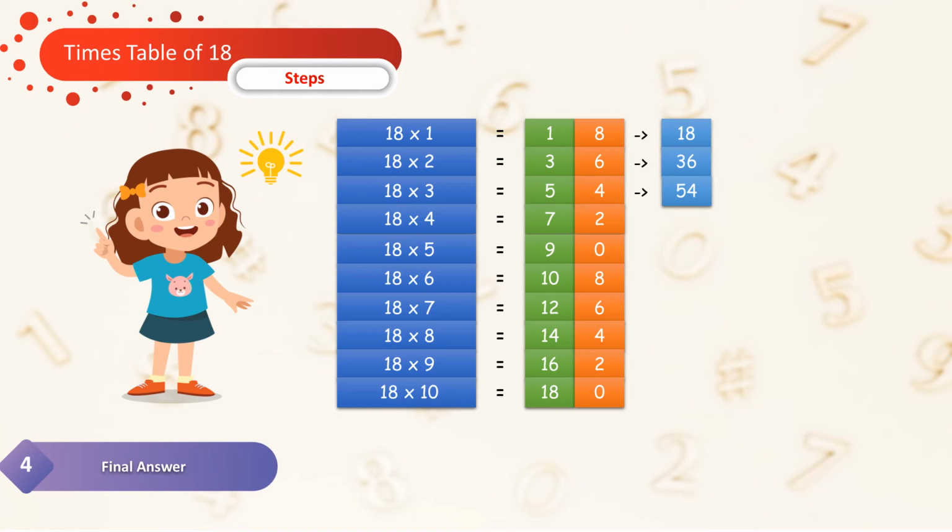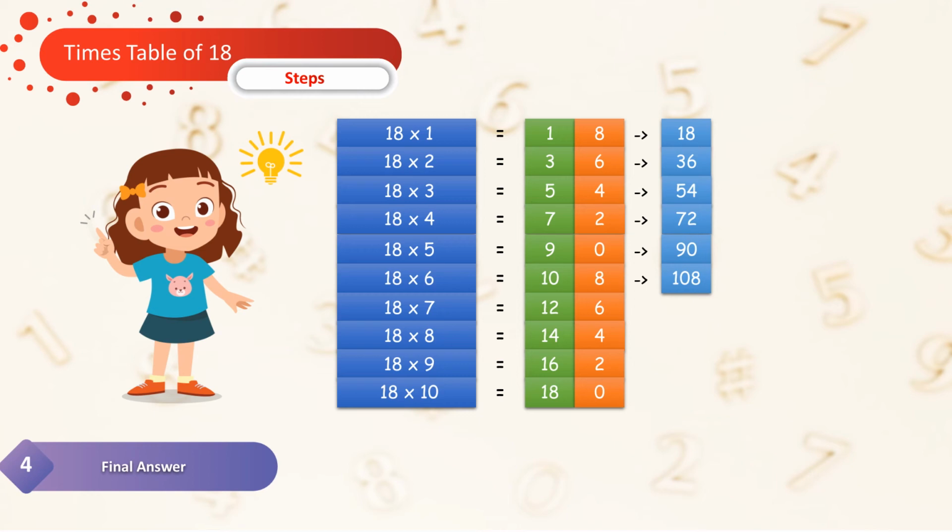18 times 4 is 72. Just join the 7 and 2. 18 times 5 equals 90. Just join the 9 and 0. 18 times 6 equals 108. Join the 10 and the 8.